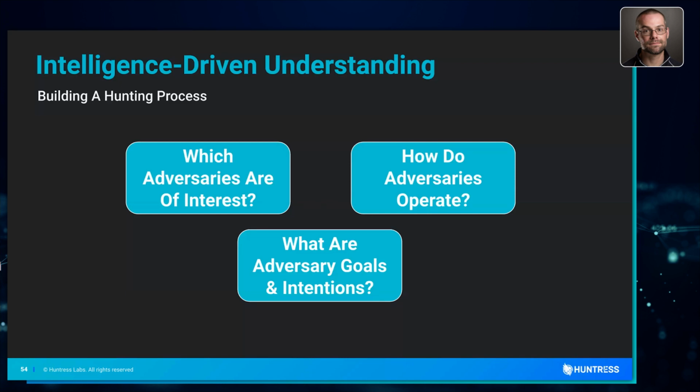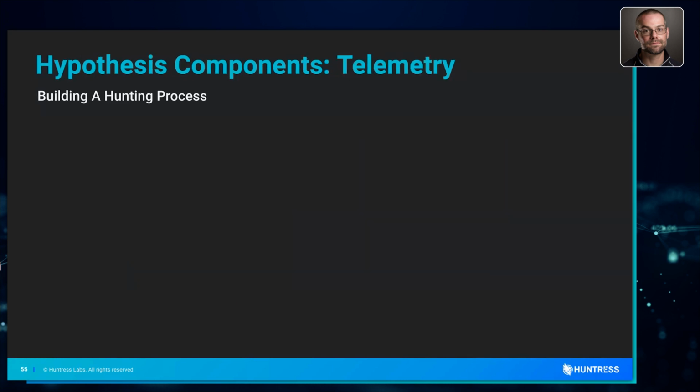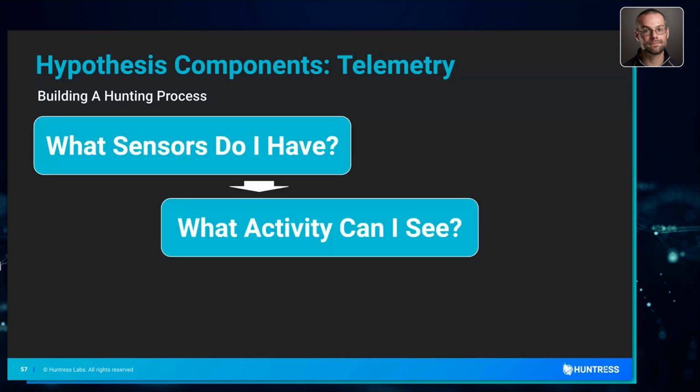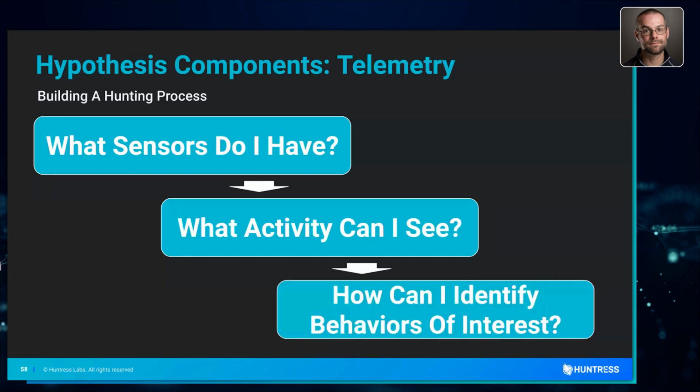All of this comes together to formulate an understanding of what adversaries are or may be doing in my environment, and can then guide the questions that we ask of the available data to go look for signs of such adversaries that may have been missed in existing processes and detections. Which gets us to the next component of hypothesis formulation, which is telemetry. Essentially, we're looking for what sensors do I have and what activity can I see, which leads us to understanding how can I identify behaviors of interest?